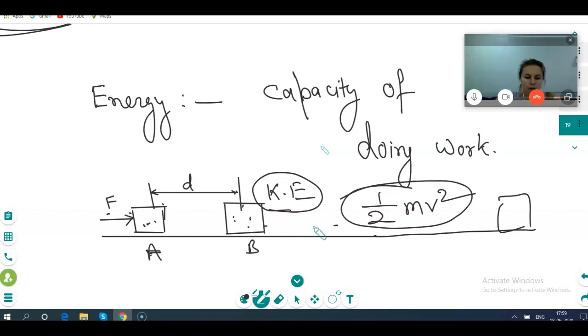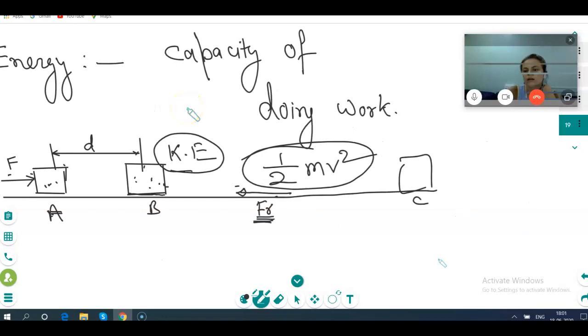It got some energy at point B. What happened? That energy went on displacement. Displacement is different and energy is different. If friction is working opposite to the movement, what does the theory say work done is? Force into displacement is the work done.